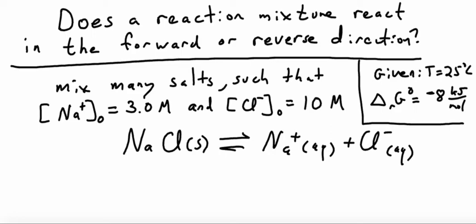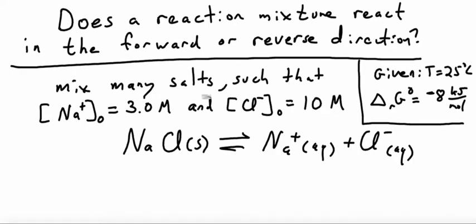So sometimes we want to find out if a given reaction mixture, a bunch of chemicals in a beaker or whatnot, is going to react in the forward direction or the reverse direction. For instance, in this case, we have some solid sodium chloride and some sodium ions and some chloride ions. And obviously, because these are not the same concentration, we must have some other ions in there too.